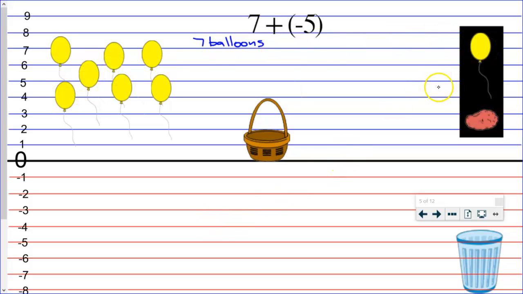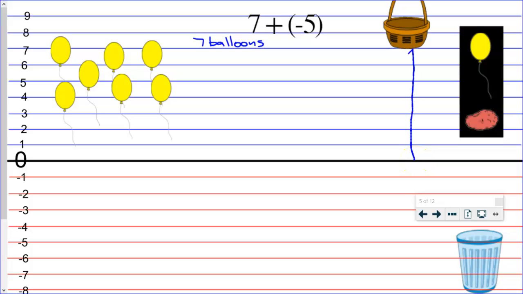Seven balloons in the basket, which means the basket's no longer here at 0. It's all the way up here at 7. I'm going to draw my arrow to show it's no longer down at 0. It's up at 7. Okay, what's happening? What am I doing? Let's go to trace. Ooh, before the negative 5 though, what does this mean right here? Yes, that means something's not in the basket, but we're going to put it in the basket, right? Good.